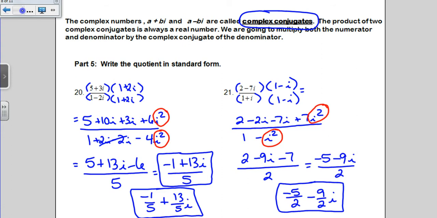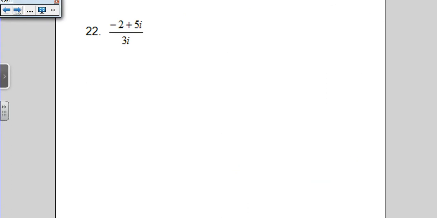Okay, one more of those. Your denominator this time is a 3i. And if you want to think of it as 0 plus 3i, that's fine. So its complex conjugate, really, you could do a couple things. You could do a negative 3i, but the idea is you just need to get rid of the i. So if I simply multiply my numerator and my denominator by an i over i, that's going to do the trick. So my numerator becomes a negative 2i plus 5i squared.